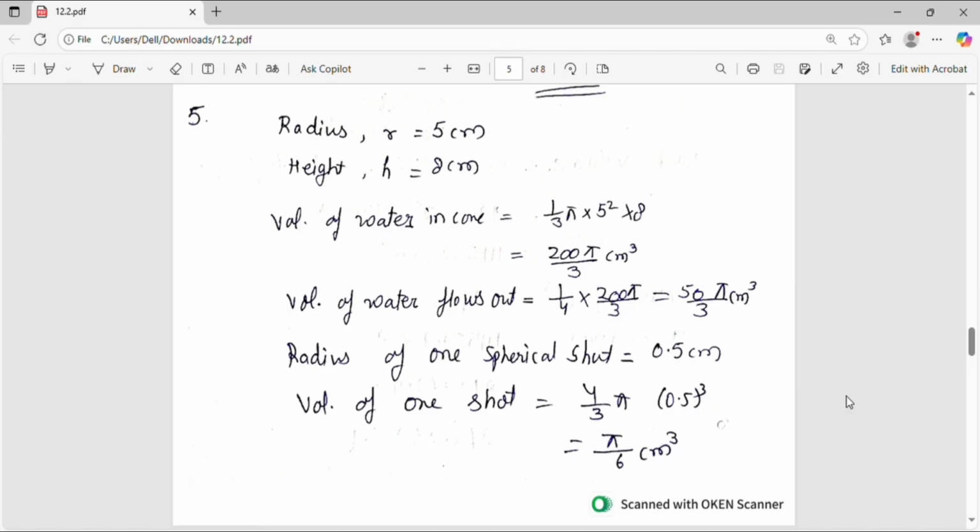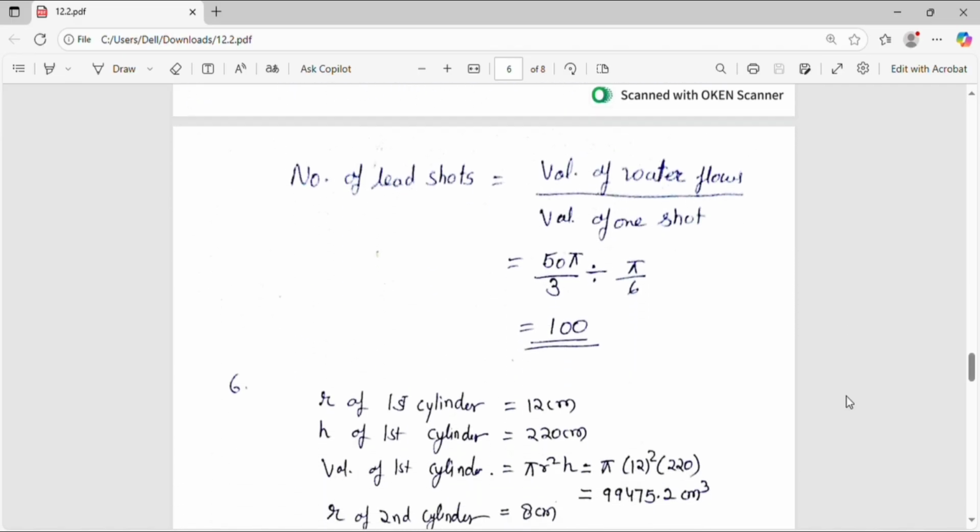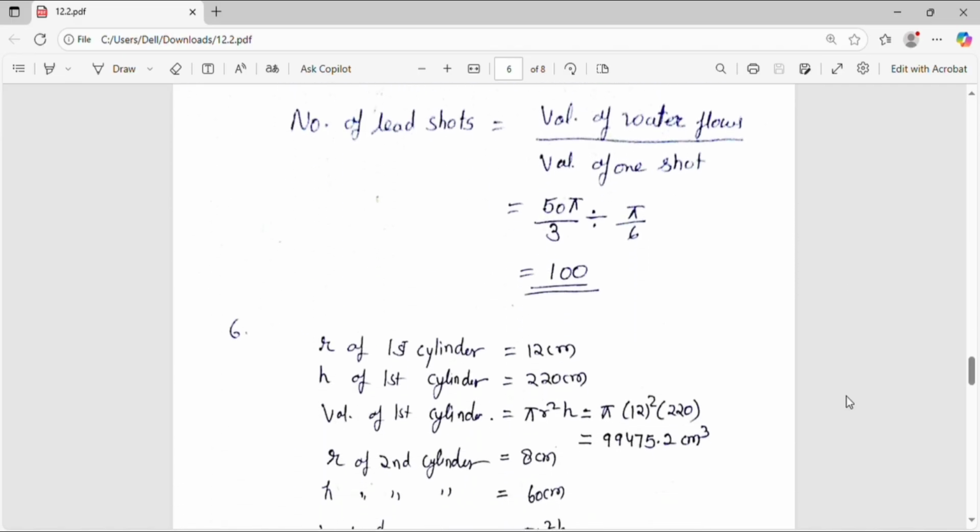Radius of one spherical solid, that is the lead shot, would be 0.5 centimeter. So the volume of one lead shot would be 4 by 3 pi r cube. It is pi by 6 centimeter cube. The number of lead shots would be obtained by dividing the volume of water flown out by the volume of one shot. So it would be 100. So the number of lead shots immersed in the cone would be 100.